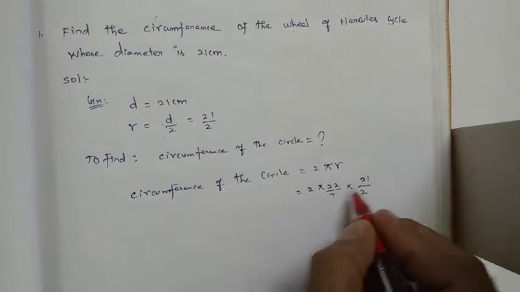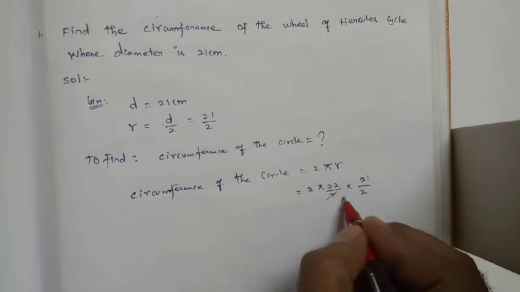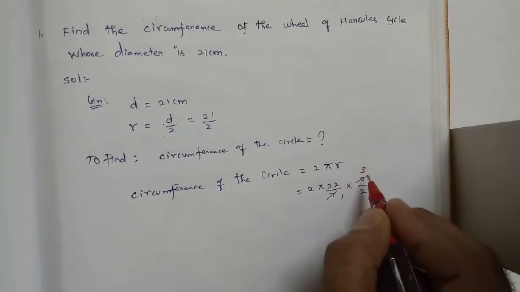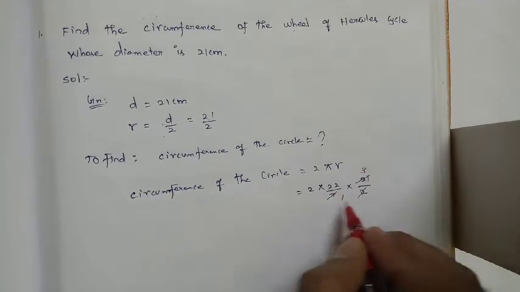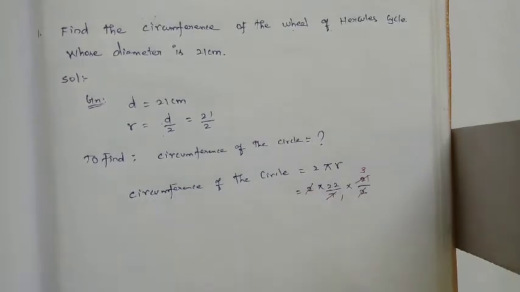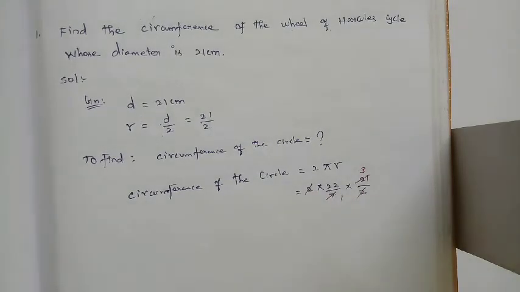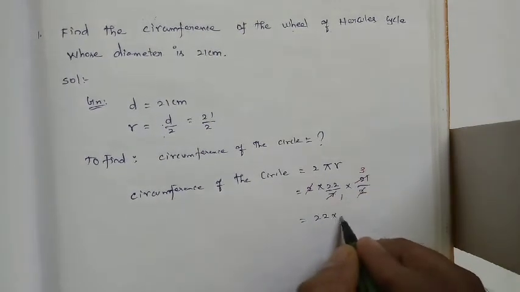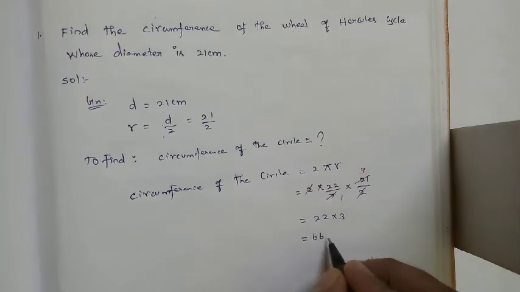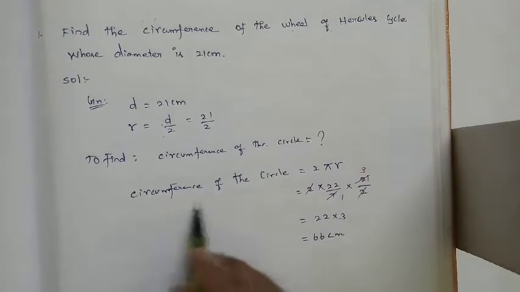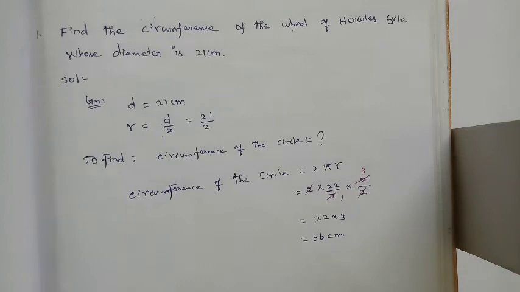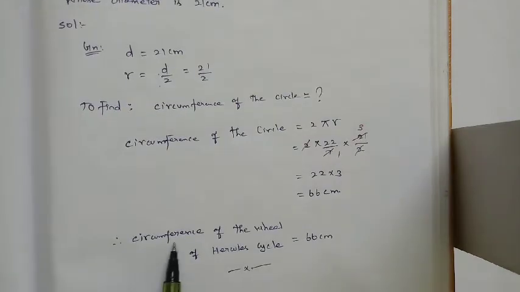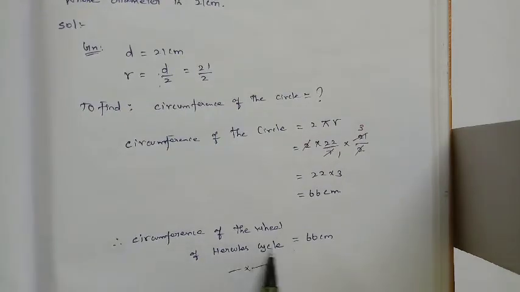So simplify. 7 and 21 are both multiples of 7, so 1 time and 3 times. The 2 cancels. What remains is 22 into 3, and nothing in the denominator. So 22 into 3 is equal to 66 centimeter. Therefore the circumference of the wheel of Hercules cycle is equal to 66 centimeter.